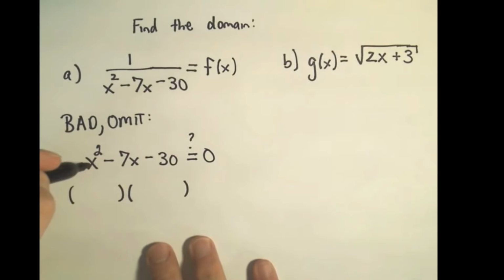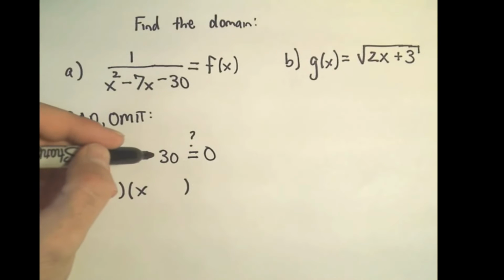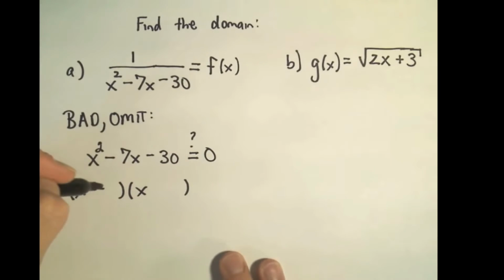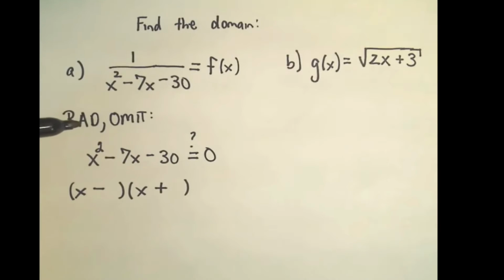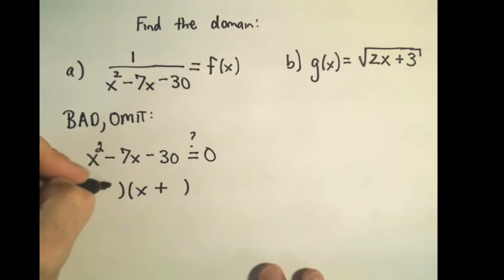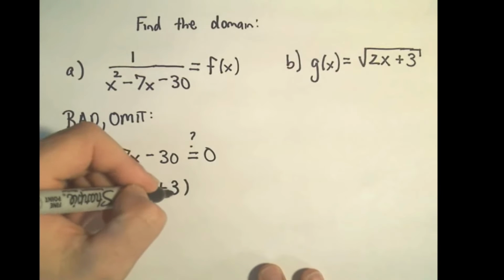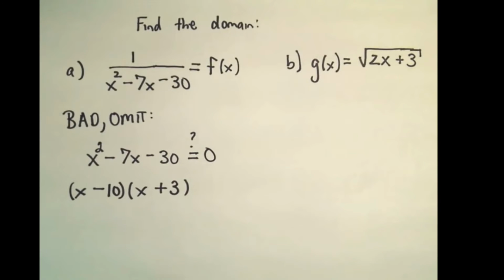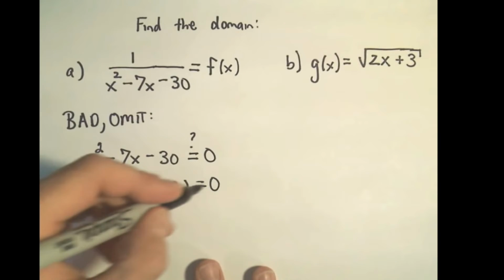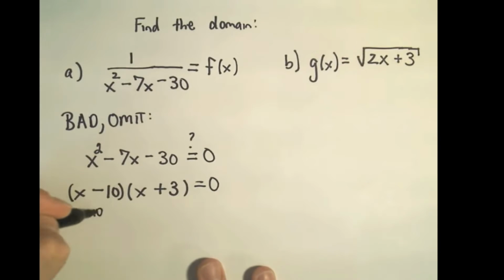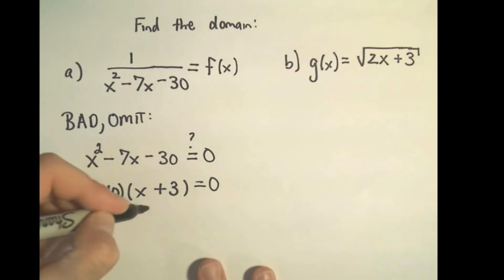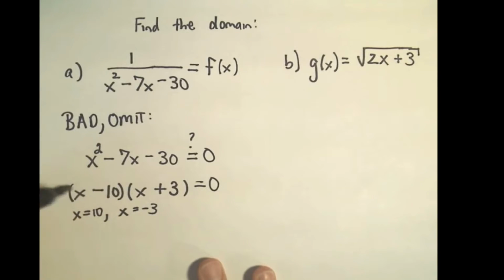So let's see, I need an x and an x to get my x squared. I need two numbers that multiply to negative 30, so I know I'm going to need a negative and a positive. Those two numbers, when I multiply, I have to get negative 30, but I have to add up to negative 7. So I think if we use negative 10 and positive 3, those two numbers will fit the bill. And again, I want this to equal 0, so if we set x minus 10 equals 0, we'll get x equals 10, and we'll get x equals negative 3 as solutions.